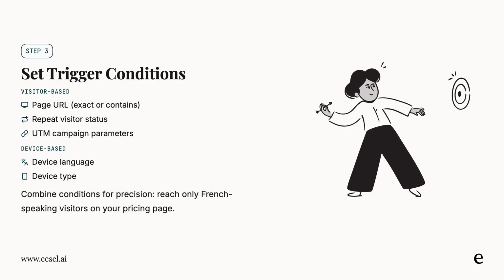Conditions are where the targeting happens. Visitor-based rules cover page URL, repeat visit status, and UTM campaign parameters. Device-based rules add language and device type. You can stack multiple conditions together, so you could reach only French-speaking visitors who are on your pricing page for the first time.